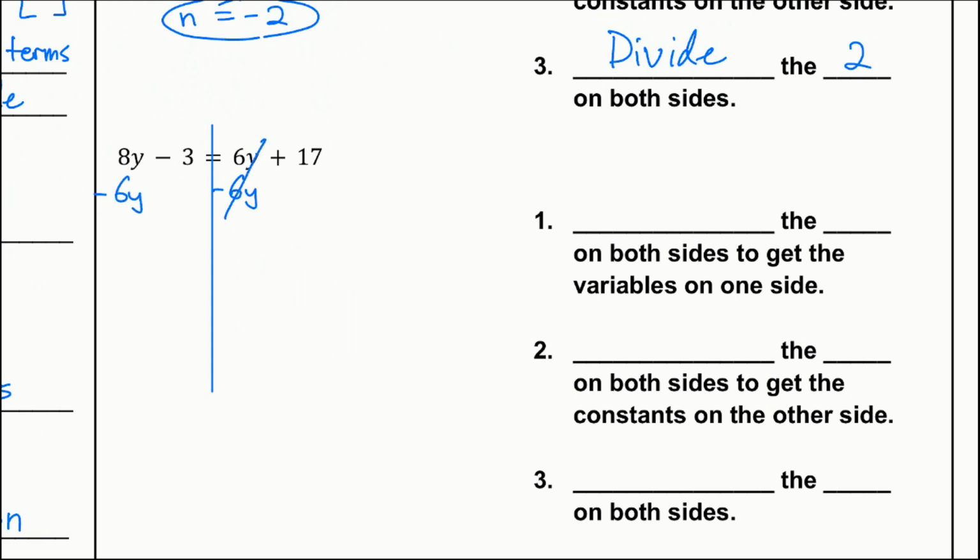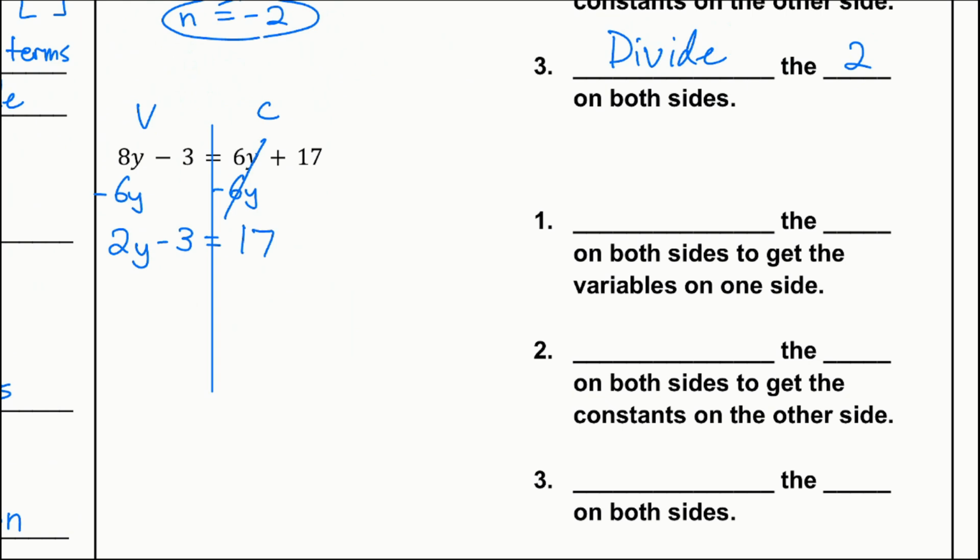8y minus 6y is 2y. Bring down the minus 3. 6y's cancel. 17 is the only thing on the right side. And at that point, we have our variable side and our constant side. I'm just going to mark them with a V and a C. The variables don't have to be on the left side always, by the way. I feel like I should say that. They could be on the right side. It's just these examples worked out that way.